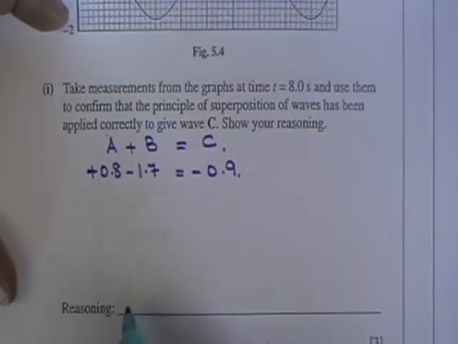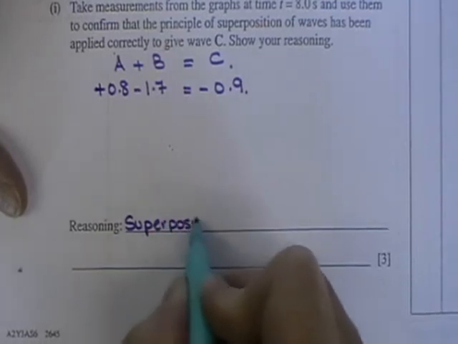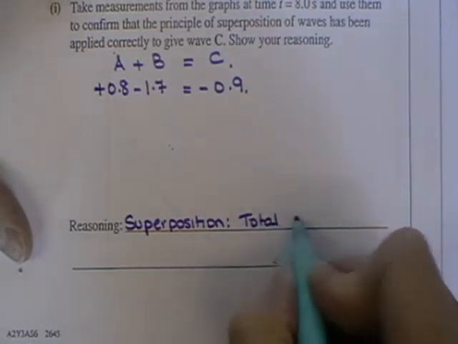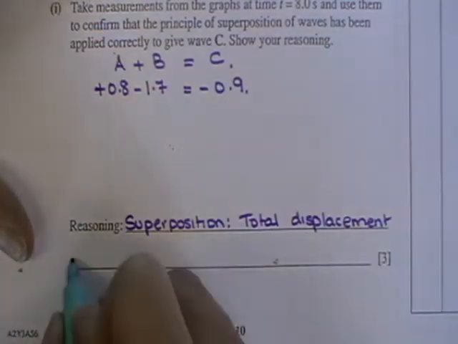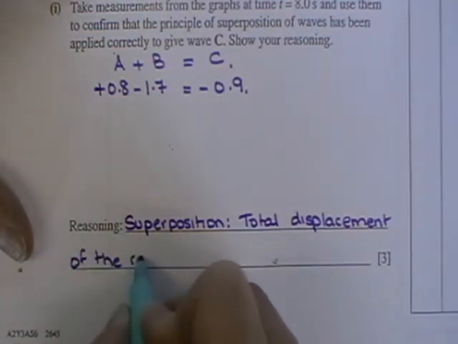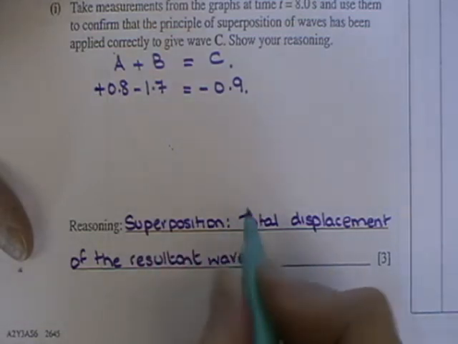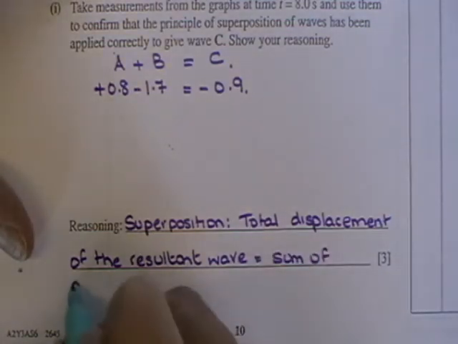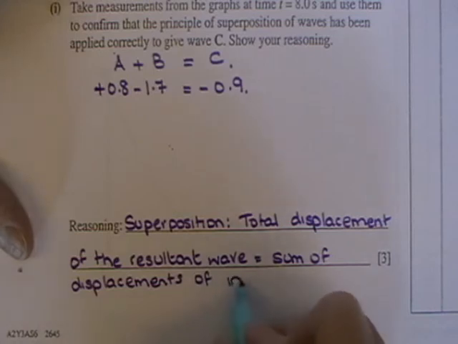So the reasoning is, with superposition, the total displacement of the resultant wave equals the sum of displacements of the individual waves.